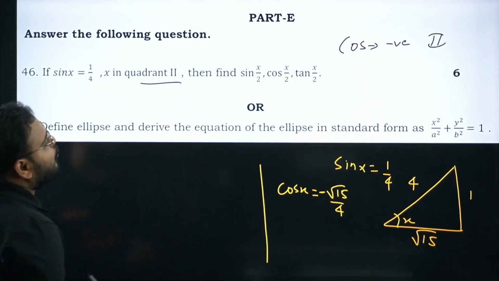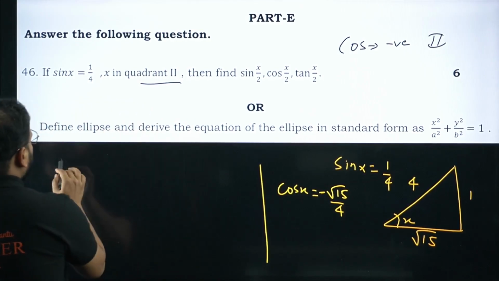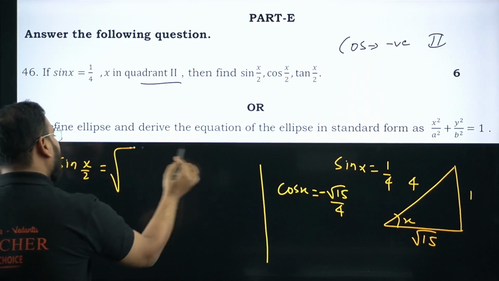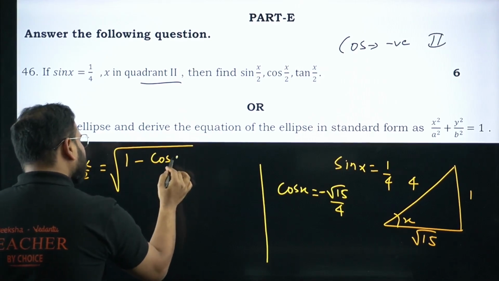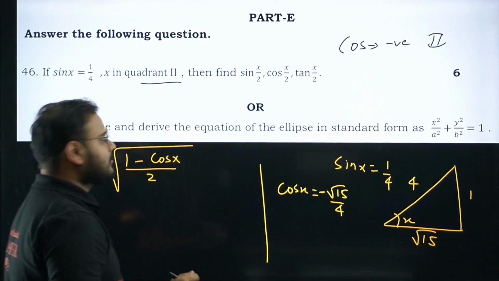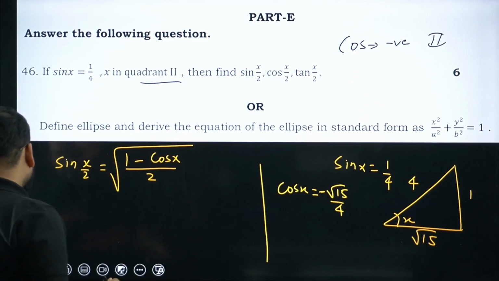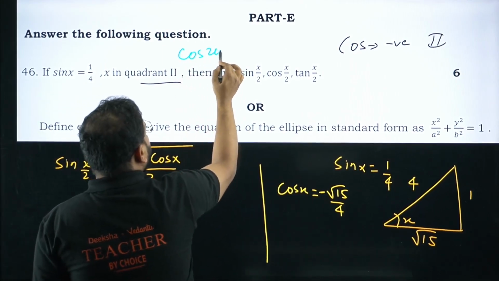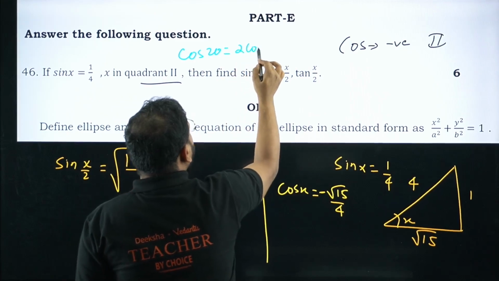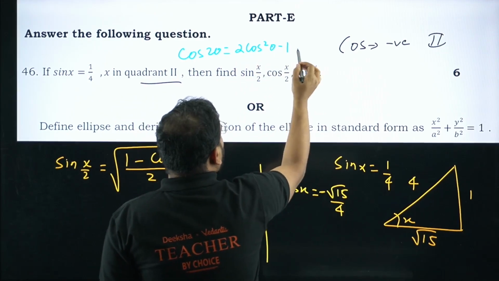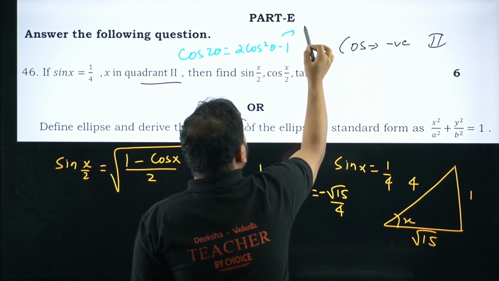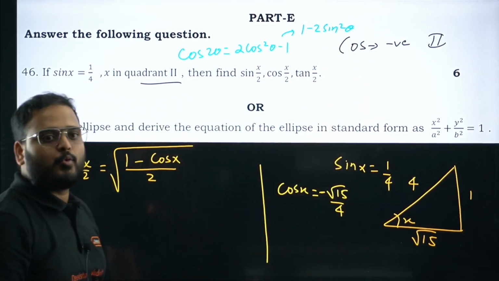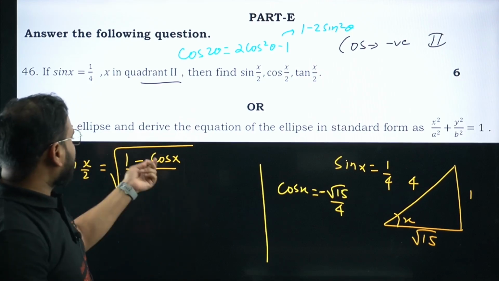You have to find sin x by 2, cos x by 2, like that. So let's find sin x by 2 first. Sin x by 2 will be given as, if you remember, root of 1 minus cos x upon 2. Which formula, sir? I'll show you, don't worry. The formula is this. Cos 2 theta is nothing but 2 cos square theta minus 1, or it will be 1 minus 2 sin square theta. That's what it is.